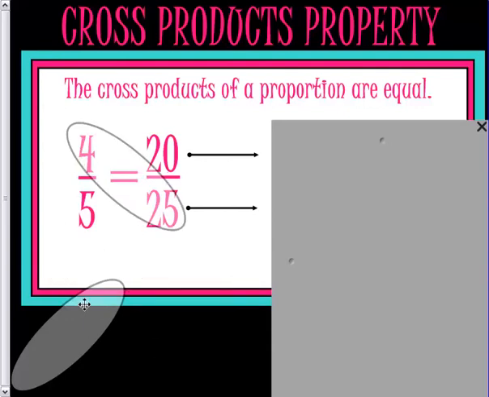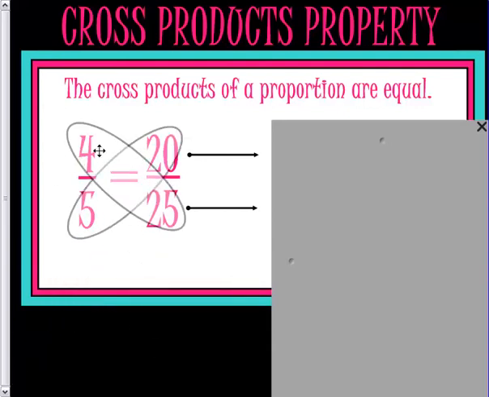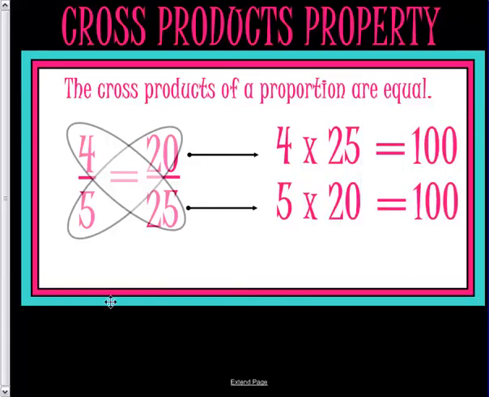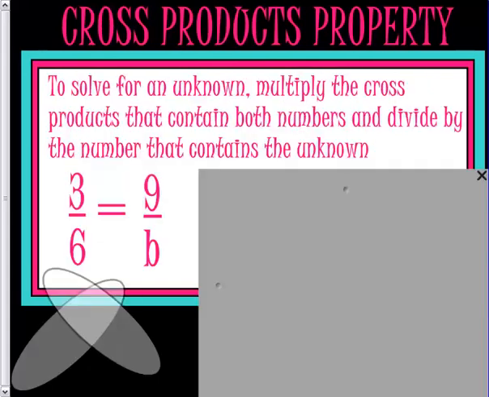So if I take and I move these up, I'm looking at the cross products, which means this product and this product. 4 times 25 and 5 times 20. Well, if I take 4 times 25, it's 100. 5 times 20 is 100. So this is a proportion, okay? We're multiplying the cross products. All right, kind of makes that multiplication sign. Let's look at another one.